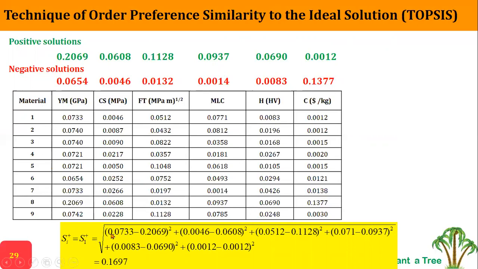So S plus. The first thing is Vi minus Vi positive solution. Vi is this current value 0.073 minus positive solution 0.2069 whole square, plus 0.046 minus positive solution whole square, 0.0512 minus positive solution whole square, 0.0771 minus 0.937 whole square. Similarly for this one. But for this one, we have already considered the positive solution as 0.112. We take that and we'll get the value as 0.1697. Similarly, we'll do it for S2.